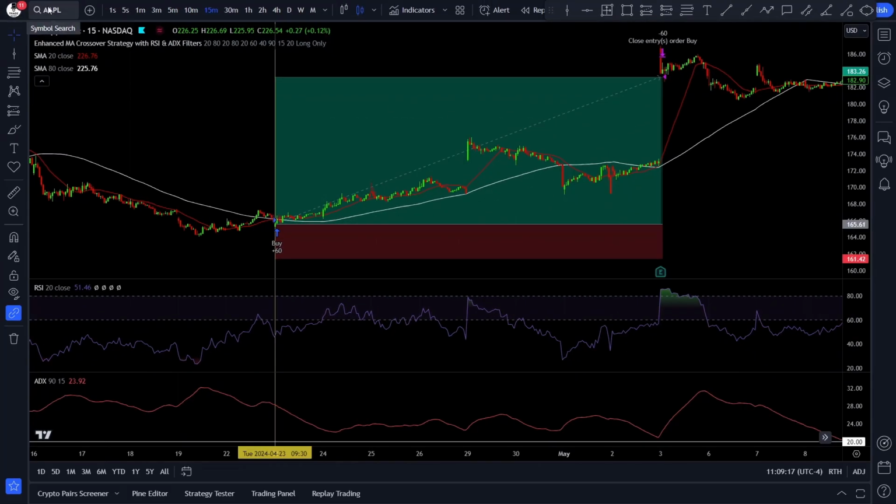For the backtest, we will use the Apple 15-minute chart, but this strategy optimization is highly profitable on many markets like Forex, indices, stocks, and even crypto. After I show you the Apple backtest, I will put up a few screenshots for other assets as well.